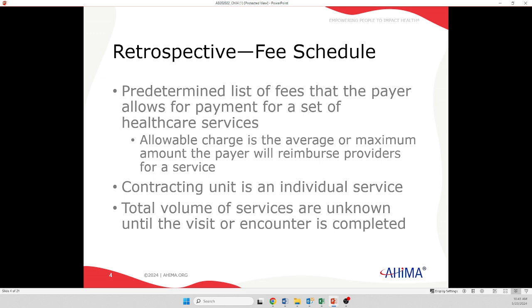A fee schedule is usually used in a doctor's office, so it's going to reimburse that doctor for each service provided during a clinic visit. Now, have you ever gone to the doctor and at the end of the visit they hand you a piece of paper and they tell you to take it to the front? You may look at it and see where the doctor circled a whole bunch of items on it.